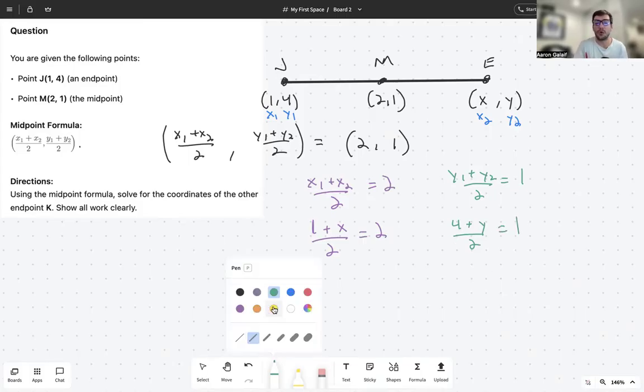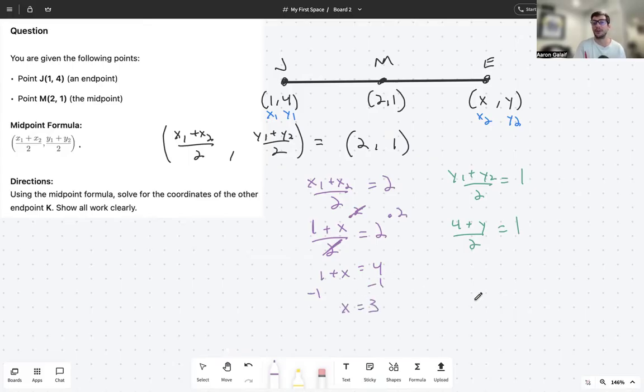Now we just do normal algebra to solve the rest of the problem. I will multiply both sides by my denominator. This will cancel the 2 on the left side. 1 plus x is equal to 4. We're going to subtract 1 from both sides. The x value is equal to 3.